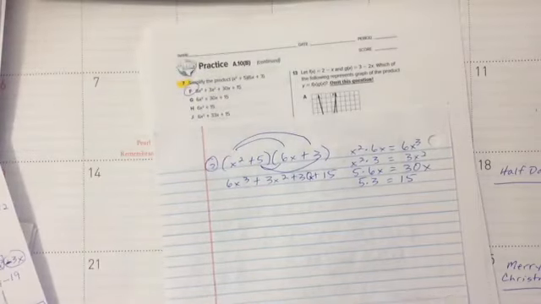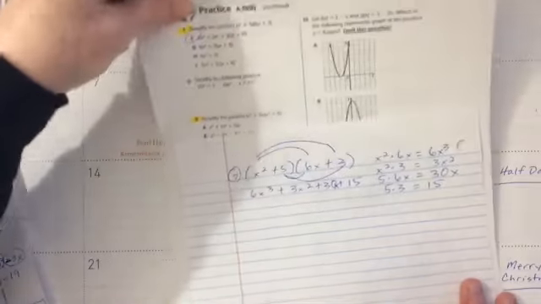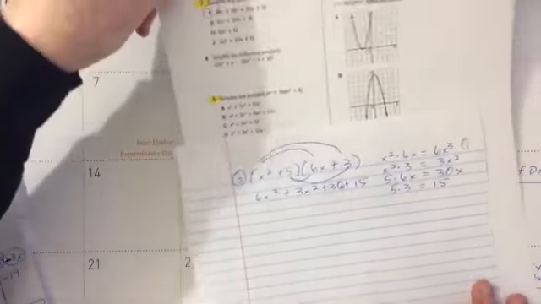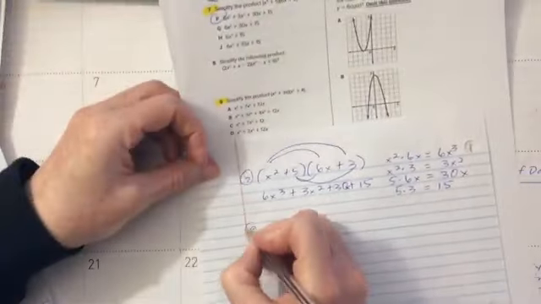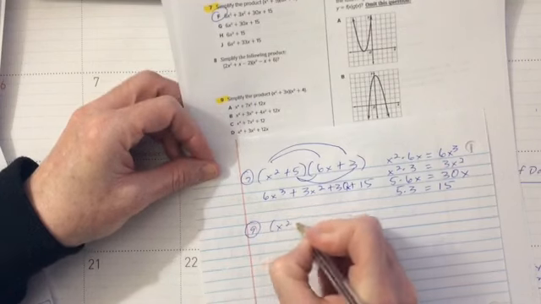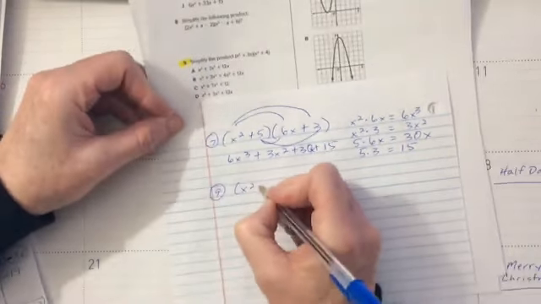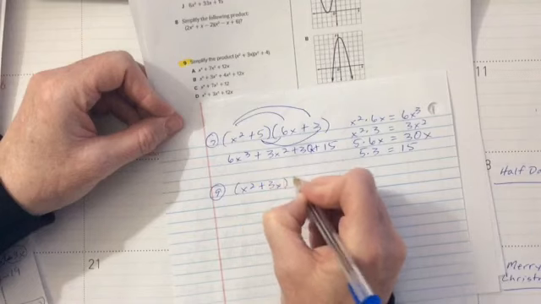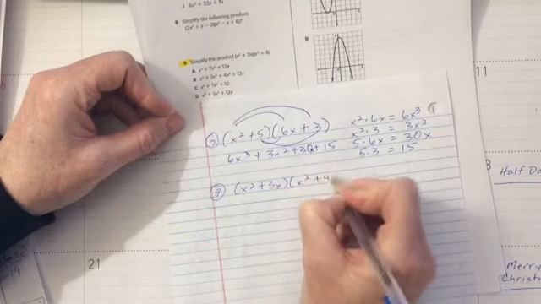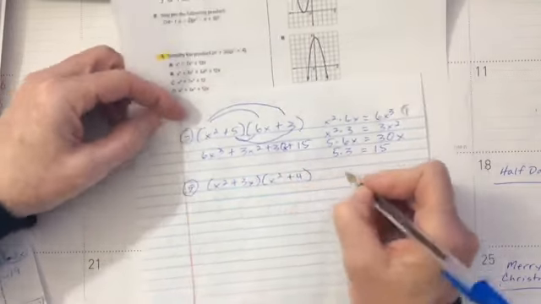And let's see, we have 2 more. Number 9 and 11. Number 9. Simplify x squared plus 3x times x squared plus 4. So I'm going to put the math over here.